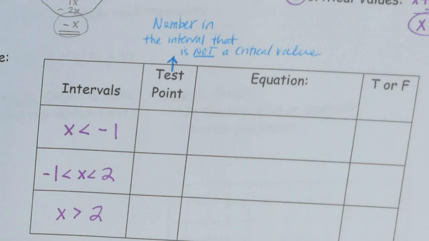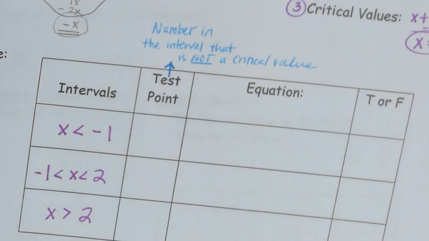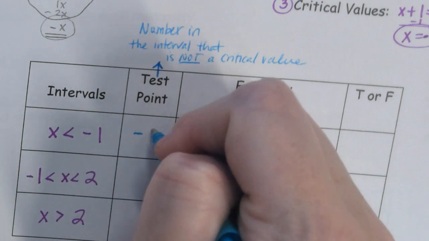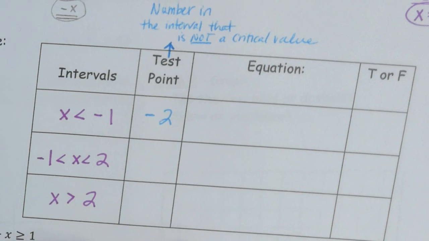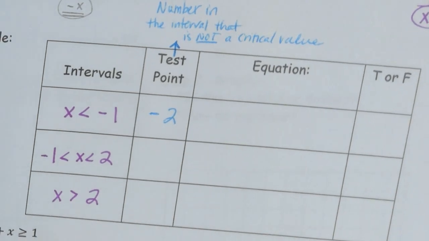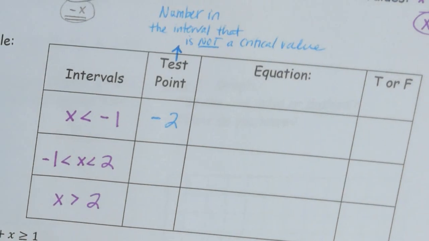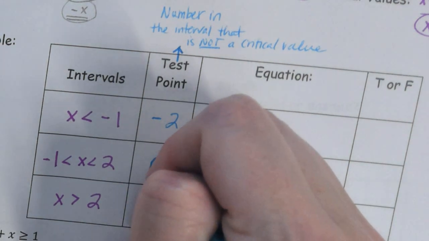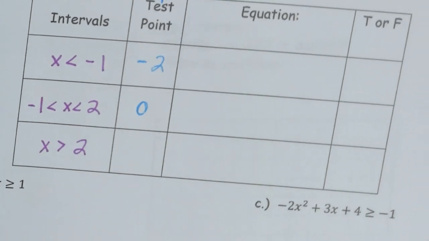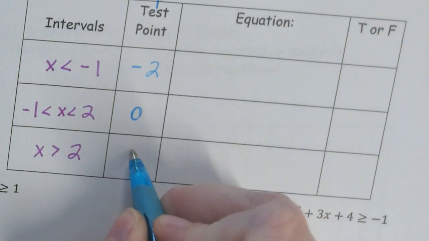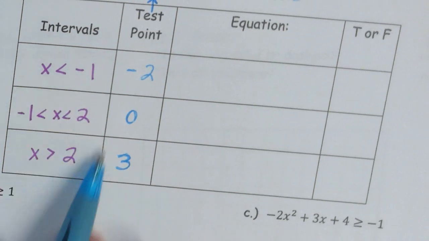Alright, let's pick some test points together. This says x is less than -1. So what's a value that's less than -1? -2. Do you have to choose -2? No, you could choose -5 if you wanted. It just has to be less than -1. This next one is telling you x is between -1 and 2. So what would be a good number for that? 0. What would be another good one? 1. Yep, either one of those would be fine. And then the last one, x is greater than 2: 3. I'm just choosing any number in this interval.